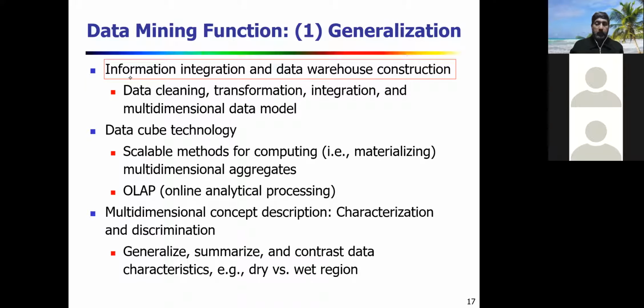So generalization or summarization basically means that you are trying to understand your data in some summary form. Given any data, you want to extract the high level information from that data, some higher level extraction of the data. So that is generalization.